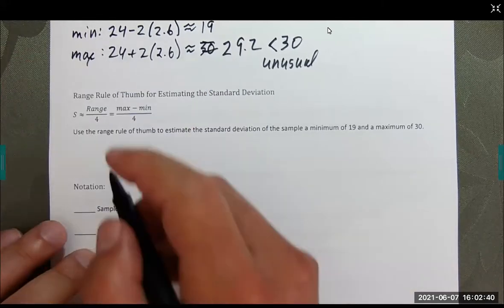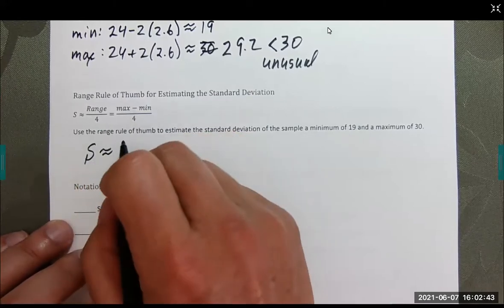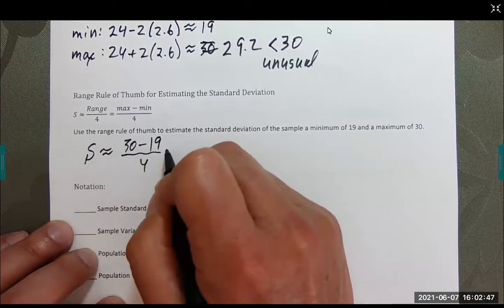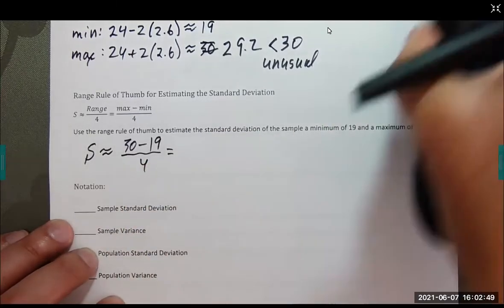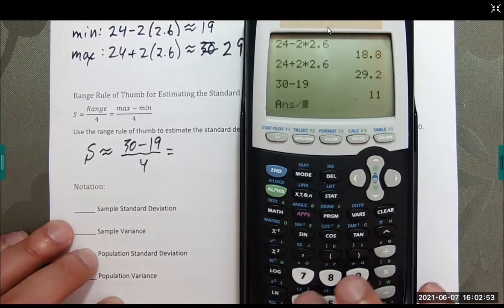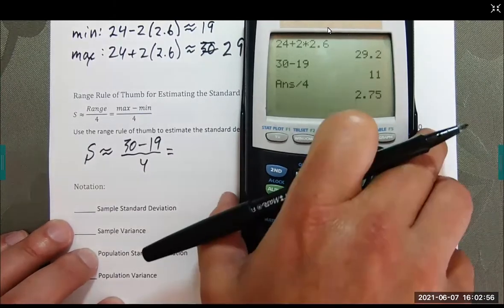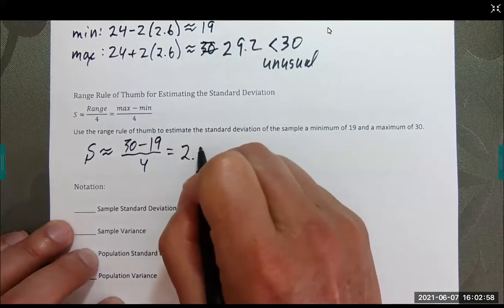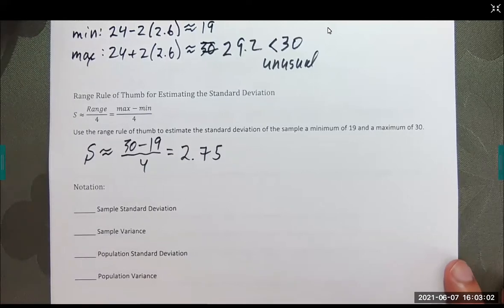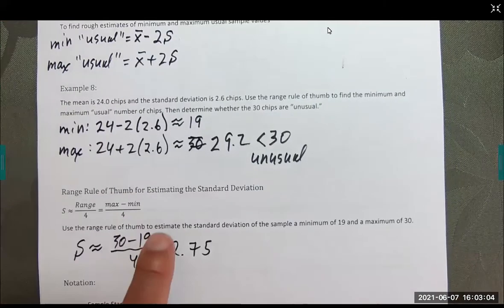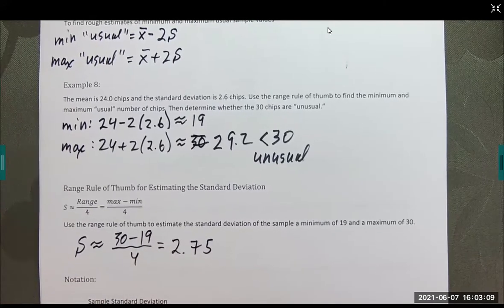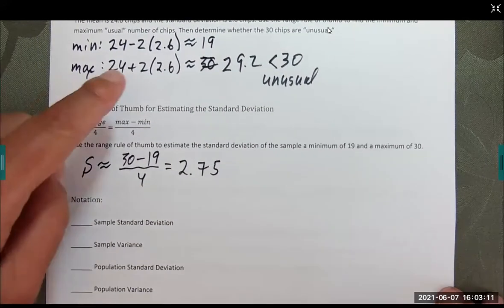Well, that means the standard deviation is going to be about 30 minus 19 divided by 4. So 2.75. And we know from the previous problem that the standard deviation was 2.6. So it's not too far off. Again, this is only if you have to use that. We, of course, would always want to calculate it.